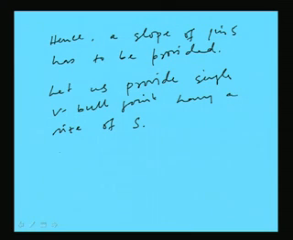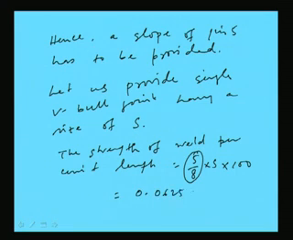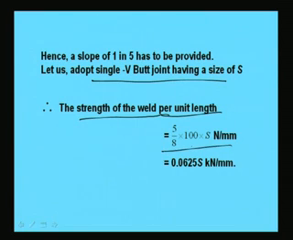Now, what will be the strength? The strength of the weld per unit length will be 5/8 because of single V, so 5/8 of S into 100. So, this will become 0.0625 S kilonewton per millimeter. That means using a single V butt joint, we get the strength of the weld per unit length as 5/8 into 100 into S, which is 0.0625 S kilonewton per millimeter.